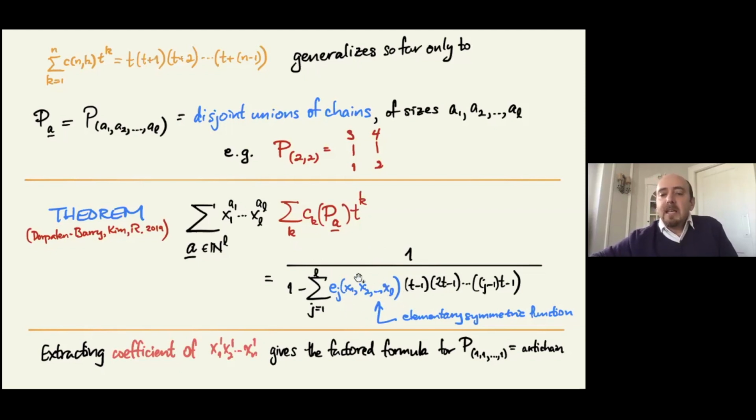And I claim that if you try to extract the coefficient for x1 of the first, x2 of the first, up to xn of the first, that would be the case where the disjoint union of chains just gives you an antichain. You can deduce from this generating function the generating function that we began with.